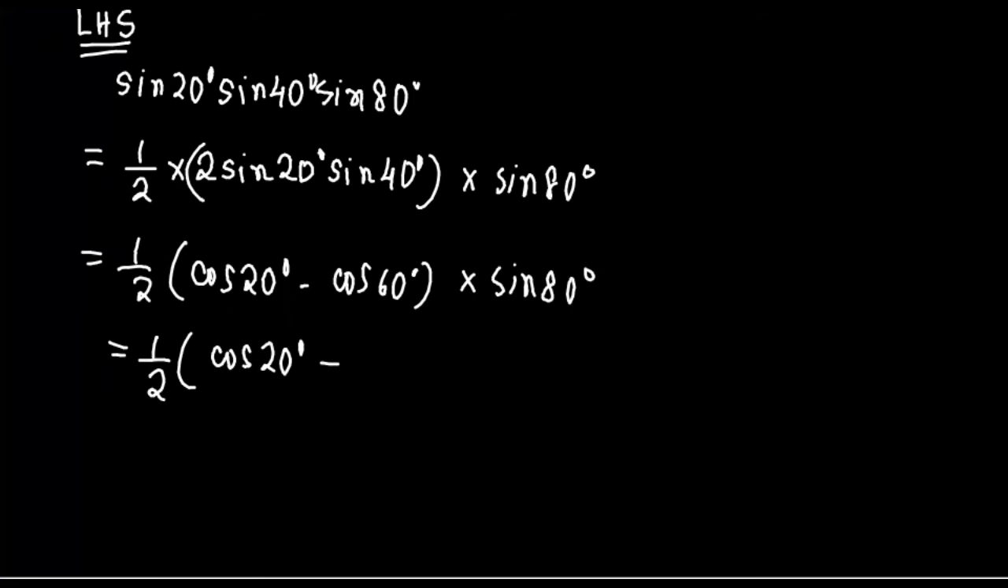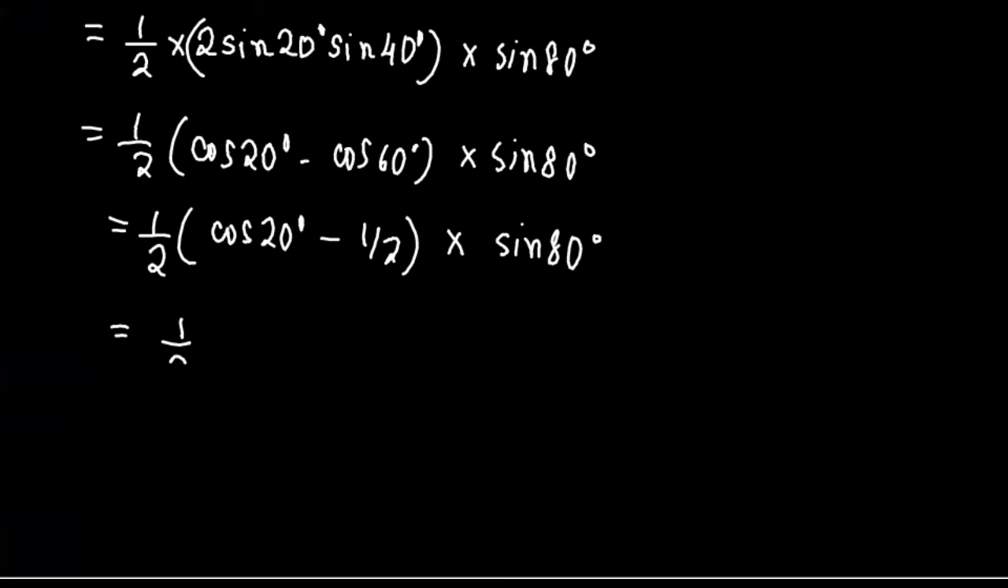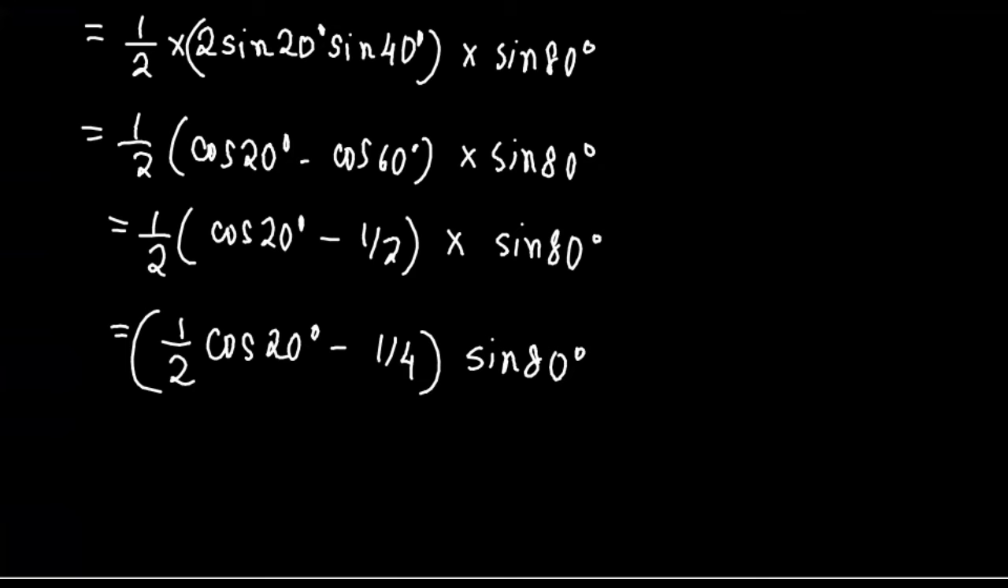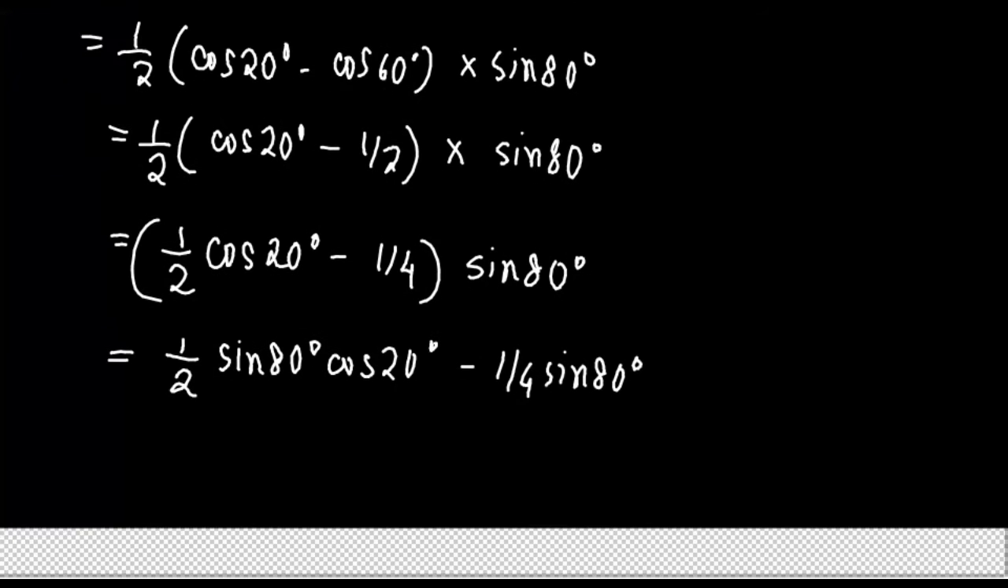What is the value of cos 60? It is half, into sine 80 degree. Now, if I multiply half throughout, that is half cos 20 degree minus 1 by 4 into sine 80 degree. Now, if I multiply sine 80 throughout, it is half sine 80 degree cos 20 degree minus 1 by 4 sine 80 degree.